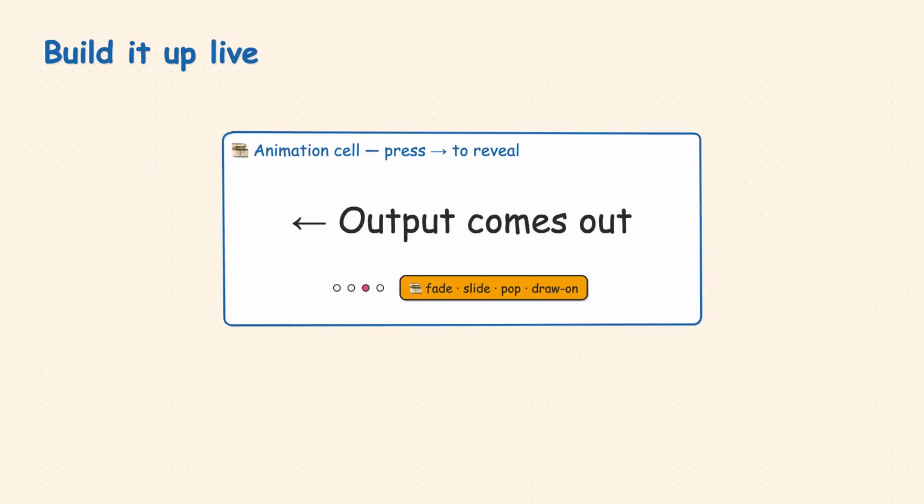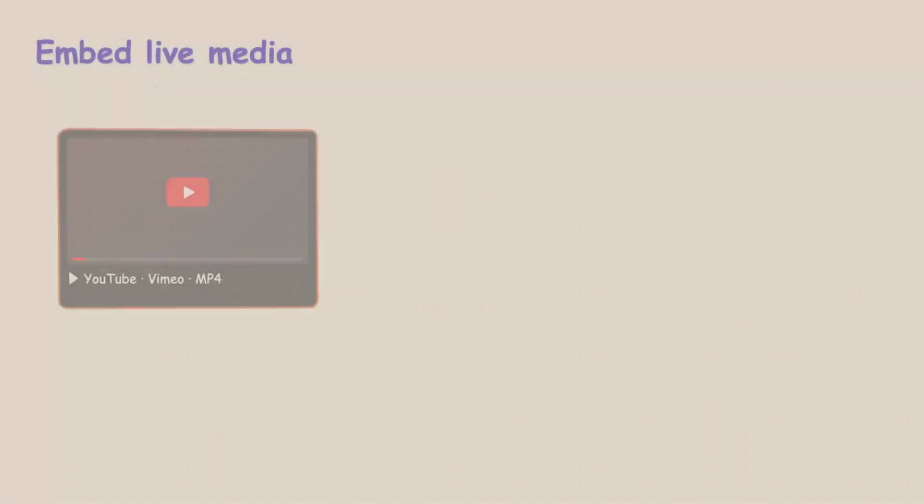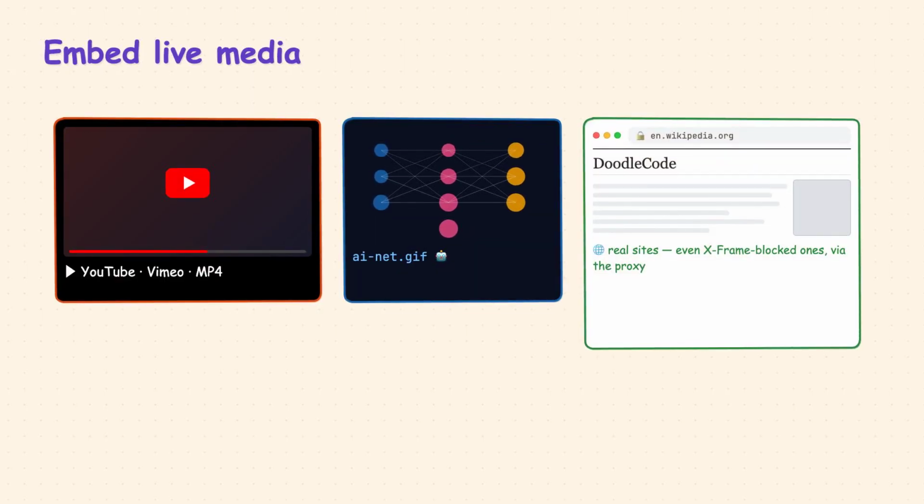Reveal your ideas step by step with animation cells. Fade, slide, pop, or draw them on. Hit present and the canvas becomes a deck. And you can draw on it live with a pen or highlighter while you talk.